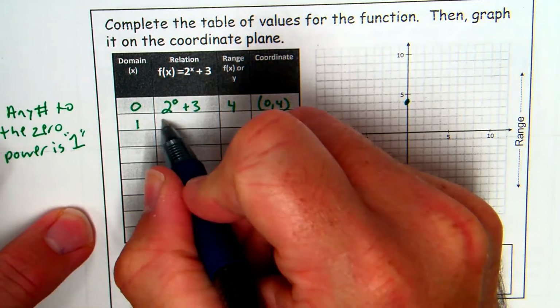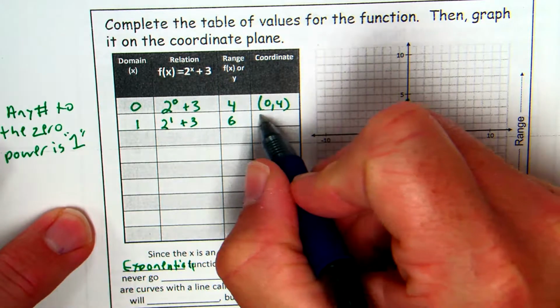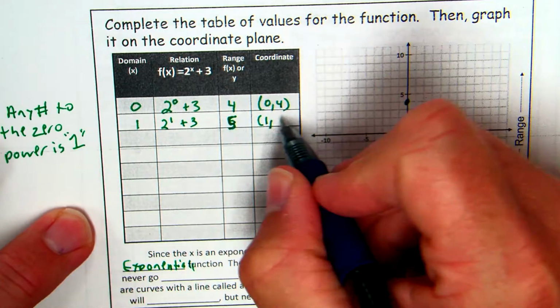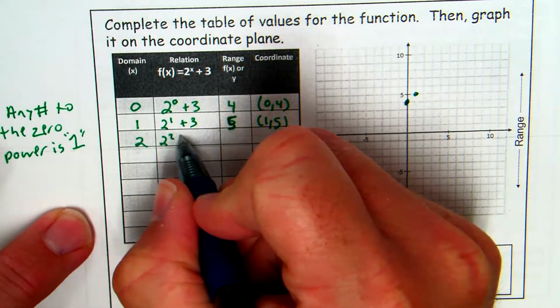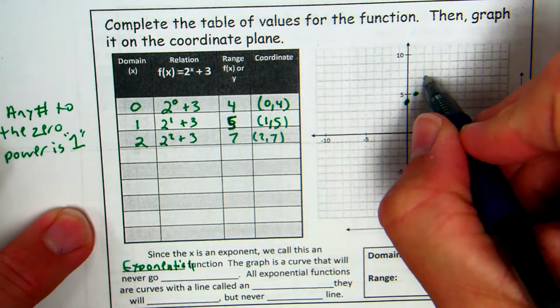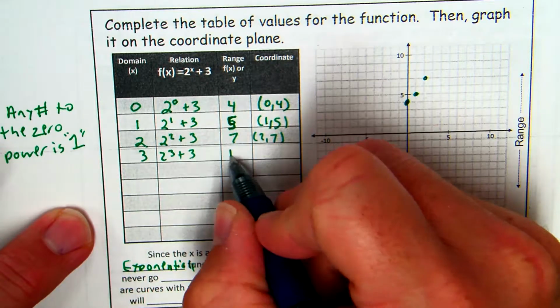If I put in a 1, 2 to the first power is 2, plus 3 makes 6. Oh, sorry, 2 plus 3 is 5. Wow, that was almost really bad. (1, 5). If I put in a 2, 2 to the second is 4, plus 3 makes 7. If I put in a 3, 2 to the third is 8, plus 3 is 11.